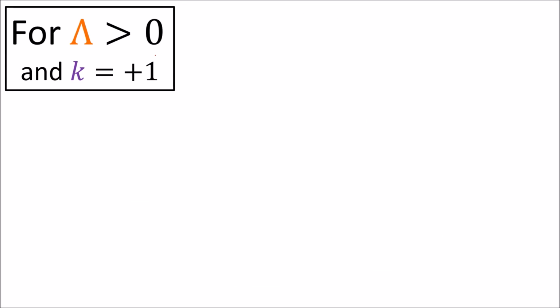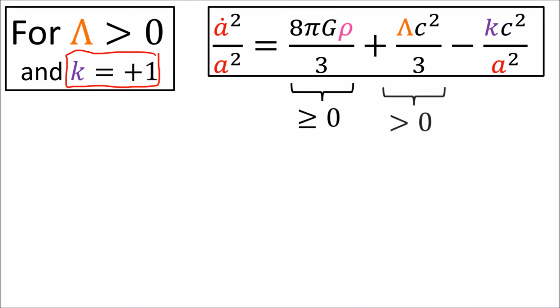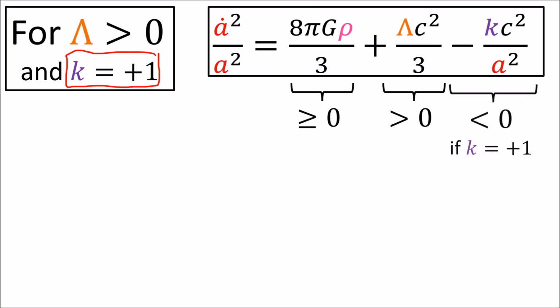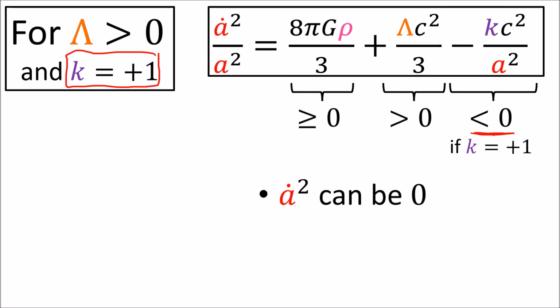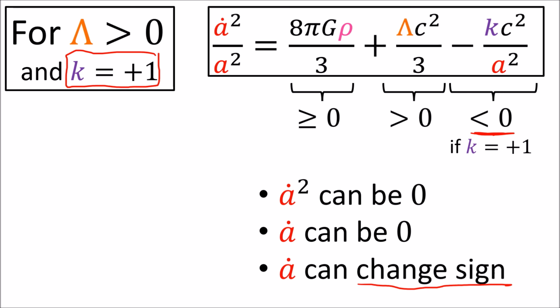The case with positive cosmological constant and k equals +1 is more complicated. Because the curvature term is now negative, this means A dot squared can be 0, and so A dot can change sign. Although whether the sign change actually happens depends on how large the density and cosmological constant are.